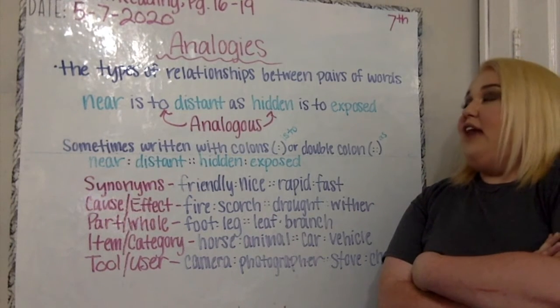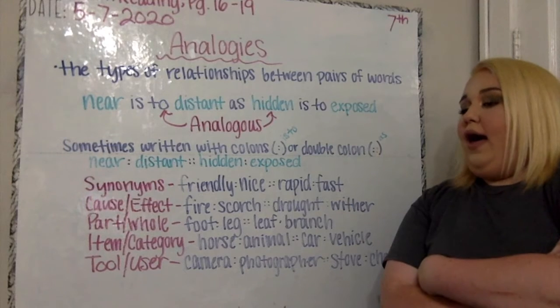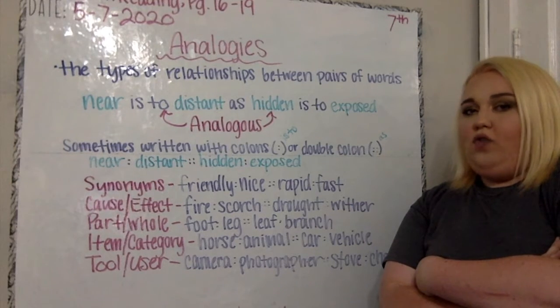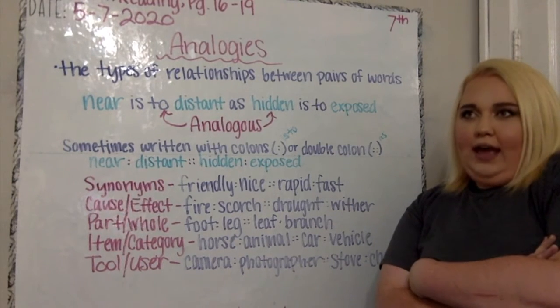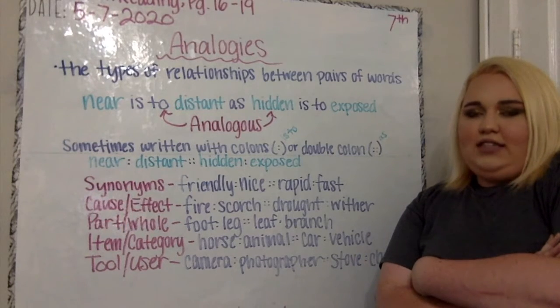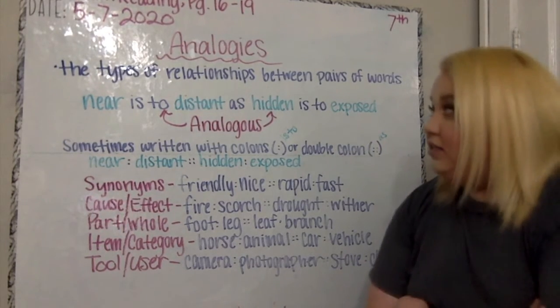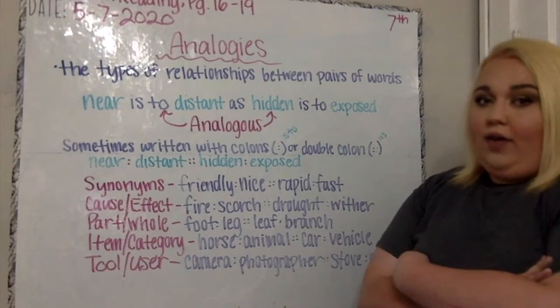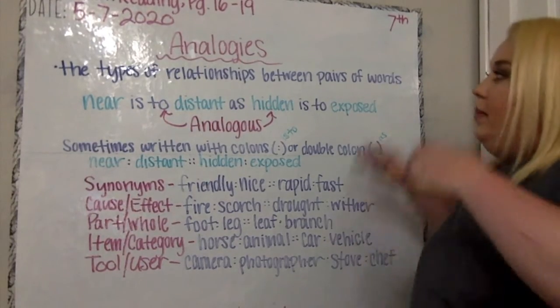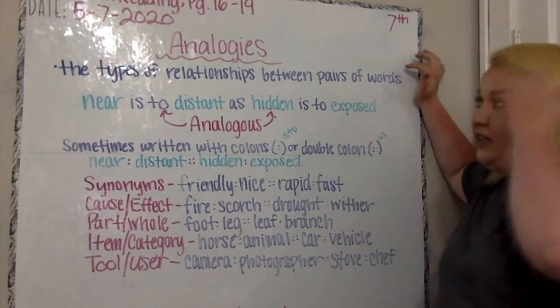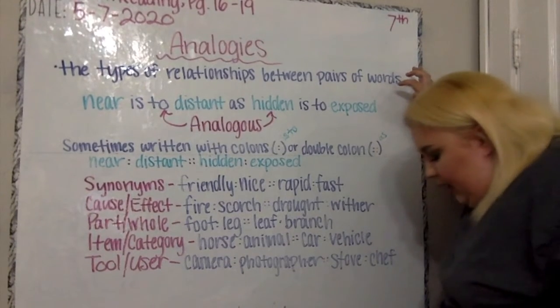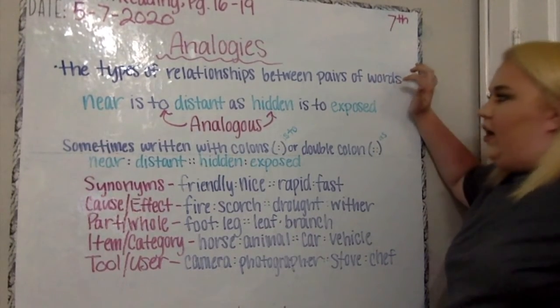Page 18 and 19 are kind of a review of what we went over on Tuesday, which was the summary and all that kind of stuff. So you guys should be good to go on all of that. But for this, we're going to be talking about analogies. Sorry if I'm kicking stuff around down here.